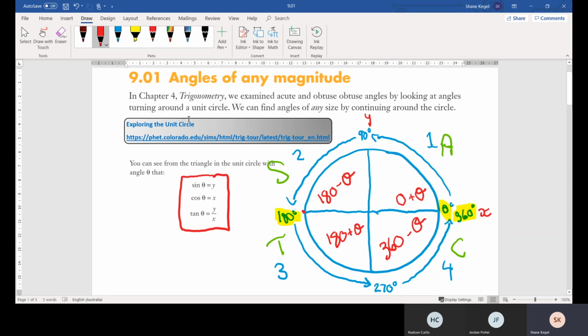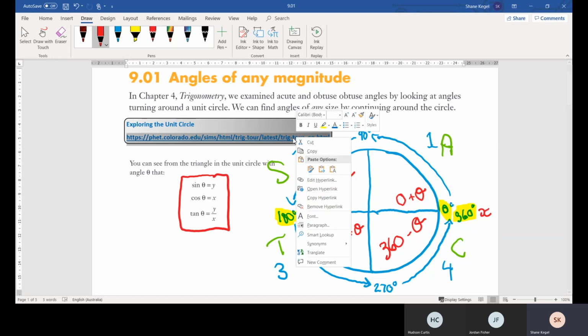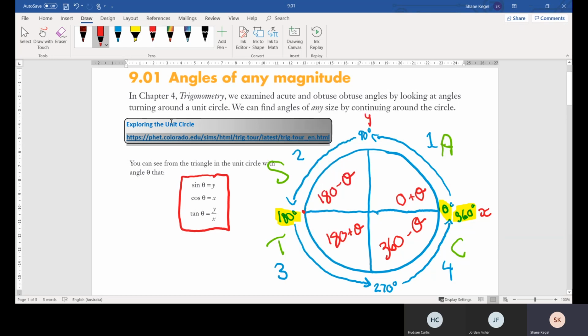What I've got here is a link to an HTML page, which is going to let us explore the three ratios and see why we get this. So let's have a look. I'll try and bring that up now. I just have to swap my projection.